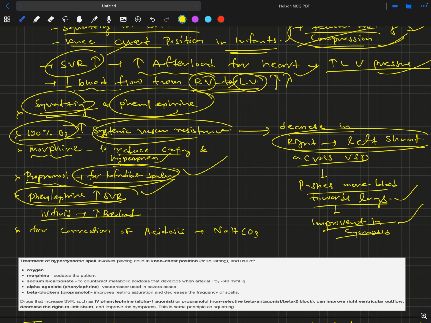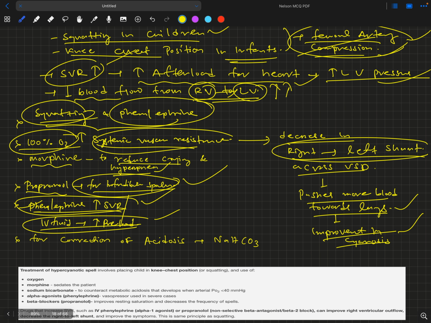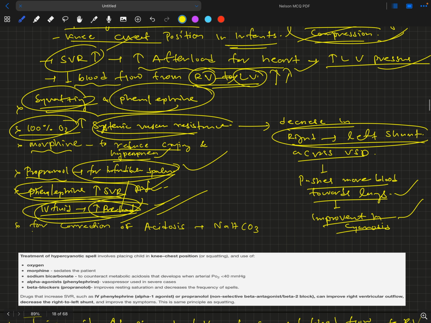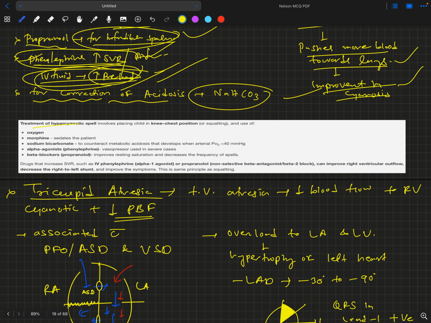And IV fluid can be given to increase afterload, as phenylephrine or squatting increases the systemic vascular resistance and increases the afterload. IV fluid can increase the preload. So for correction of acidosis, we give soda bicarb, NaHCO3.